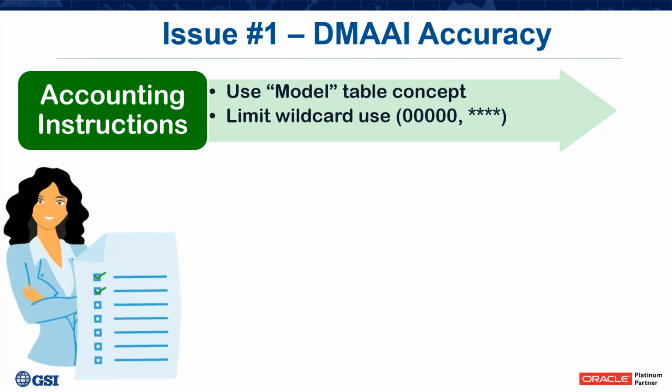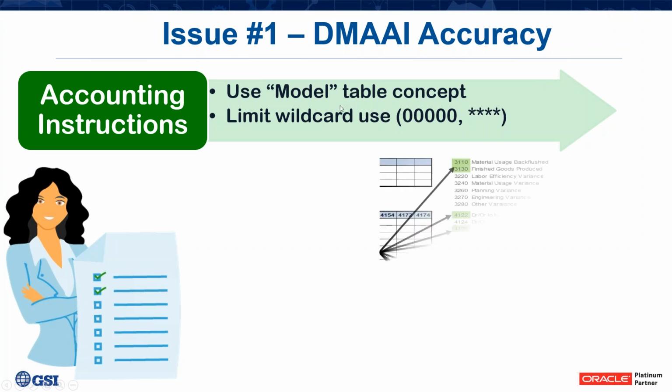So if I'm doing an inventory adjustment and I try to process it and I get an error on the screen that says DMAAI not set up, people will go in and use these wildcards just to make the errors go away, but the dollars end up going to a place that is not desired. Okay, so we want to limit the use of these.